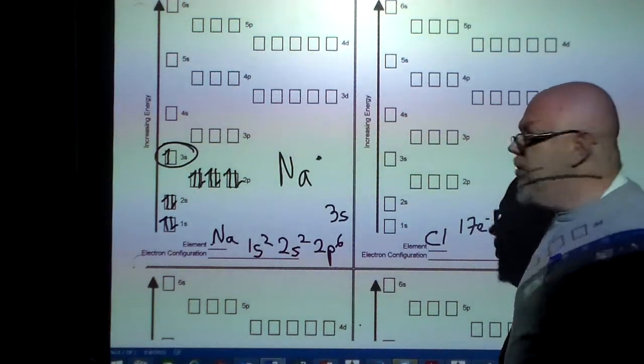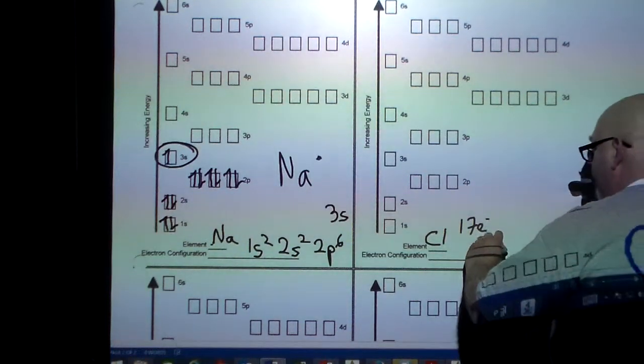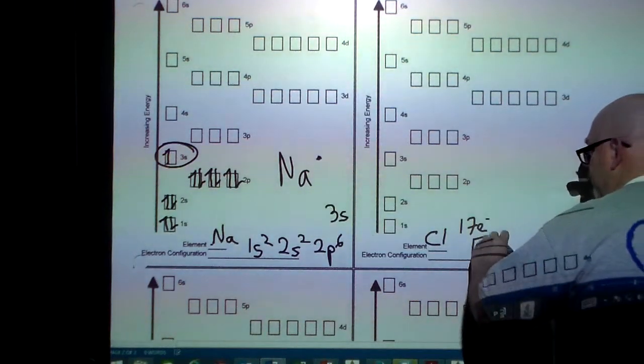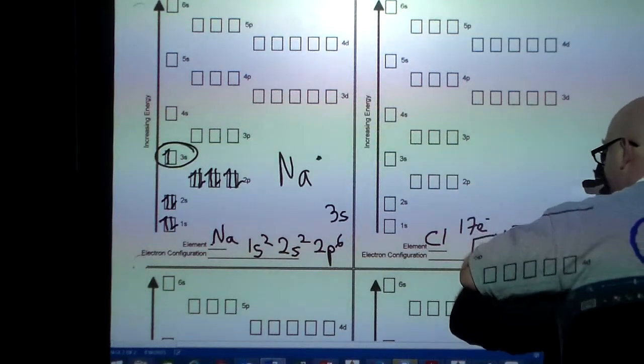And here's the secret. You draw a bracket like this. You put neon inside the bracket.